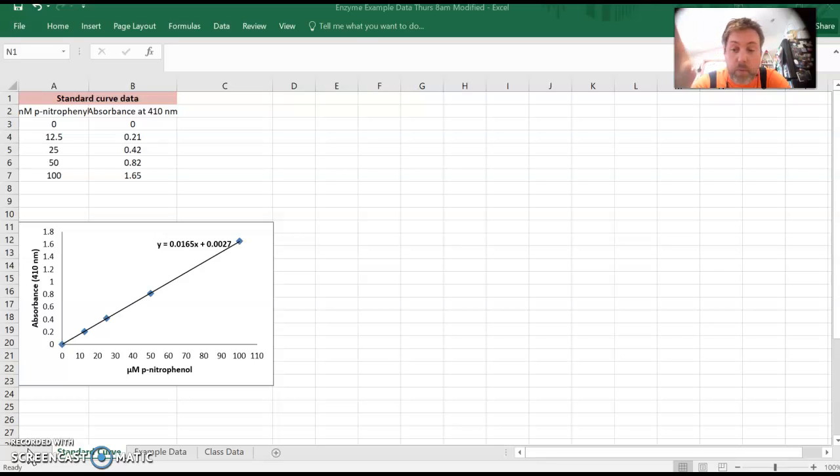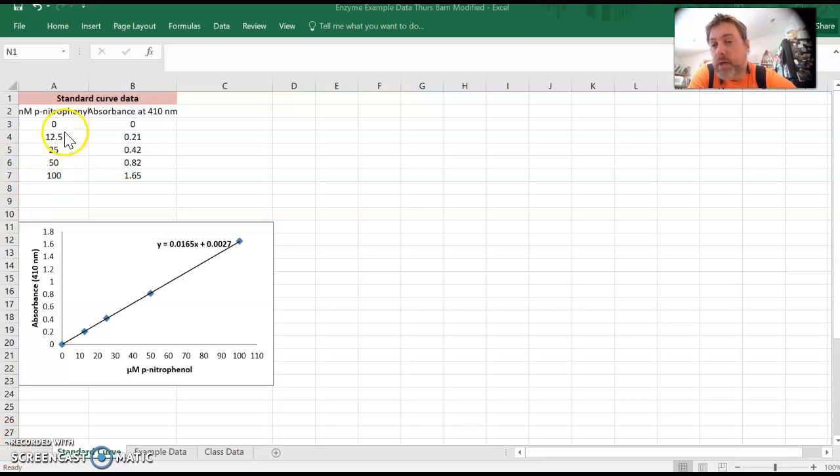Okay, so let's talk about what's in it and what you guys need to do with it. Just as a review, we take your absorbances and convert those absorbances into an actual amount of p-nitrophenol, right? p-nitrophenol is the chemical that results when our enzyme breaks down the substrate that we put in there, and that's what gives it the yellow color. So basically, the more yellow color, the more p-nitrophenol.